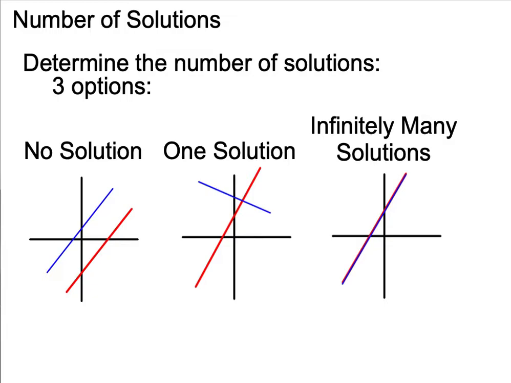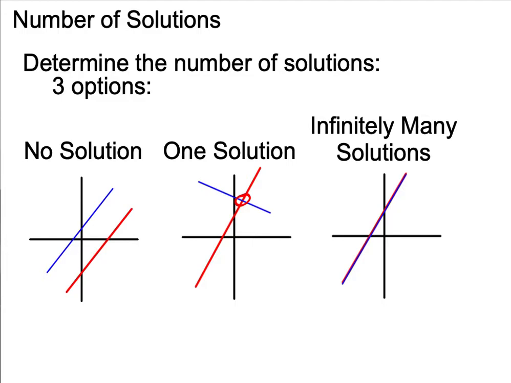Another possibility is that there is one solution, so the lines do cross at just one point, and that is the solution. The third option is both lines are exactly the same line, and every single point on that line is on both lines because it's the same line. So every point on the line is a solution to the system. Those are our three options. Either they don't cross, they cross once, or they cross everywhere.